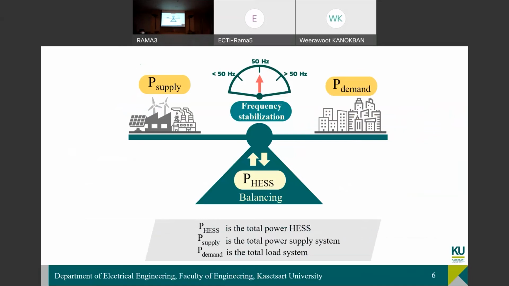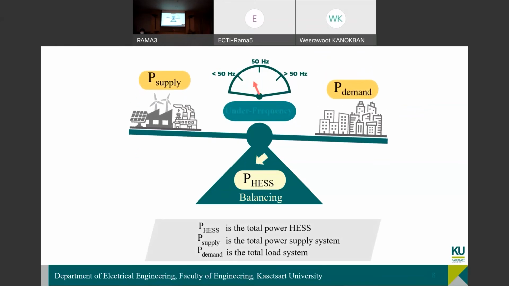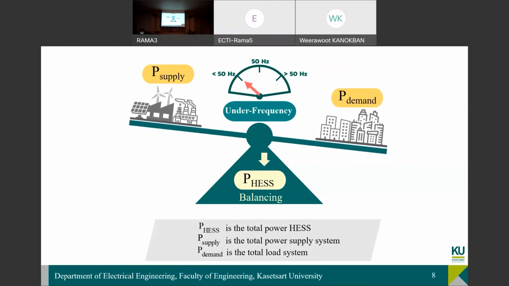This is the basic concept of frequency stability. If power supply and power demand are balanced, the frequency is constant around 50 Hz in Thailand, and the battery storage system does nothing. When the supply is higher than the demand, the frequency rises above 50 Hz, and the HESS hybrid system has to absorb the excess energy to regain the balance. In contrast, if the supply drops and demand is higher, the frequency drops below 50 Hz, and HESS will discharge energy to compensate for the power mismatch.